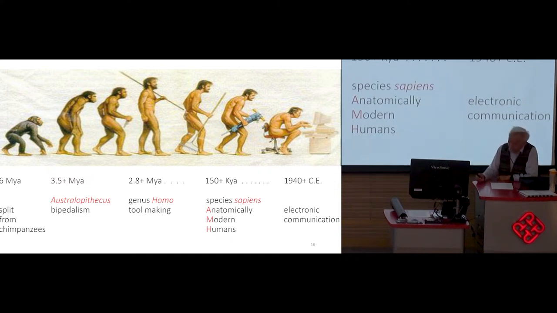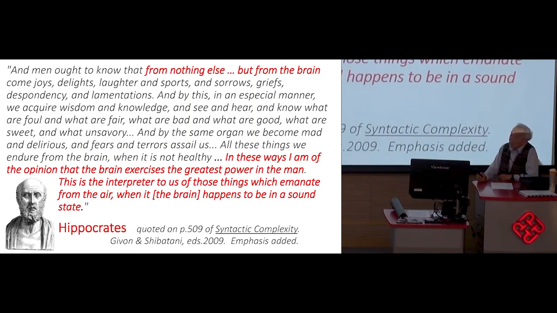So a major player in all this scenario is the brain. As we saw, our brain is many times larger than that of our close relatives. And as early as 2,500 years ago, the ancient Greek scientist Hippocrates already knew that the brain is the central player in our lives.